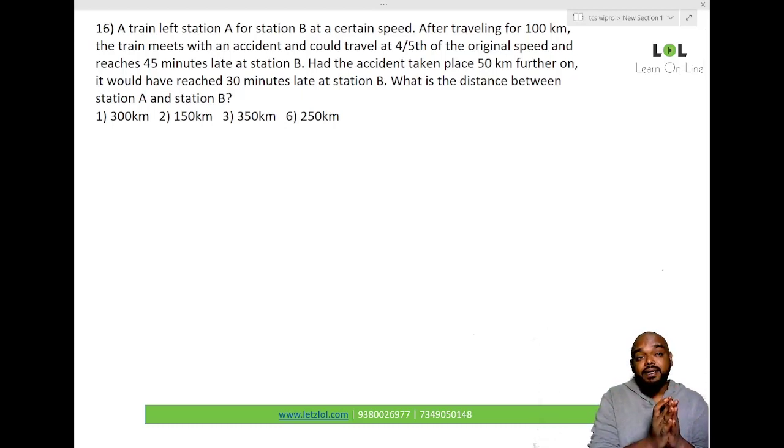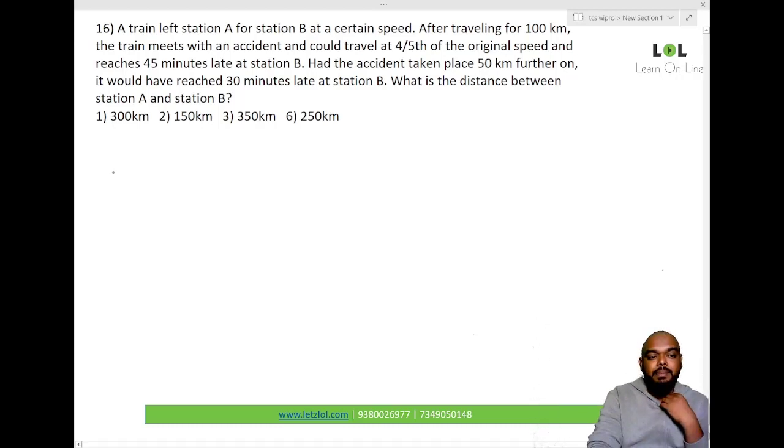A train left station A for station B at a certain speed. After traveling for 100 kilometers, the train meets with an accident and could travel at 4/5 of original speed and reaches 45 minutes late at station B. Had the accident taken place 50 kilometers further on, it would have reached 30 minutes late at station B. So what is the distance between station A and station B?